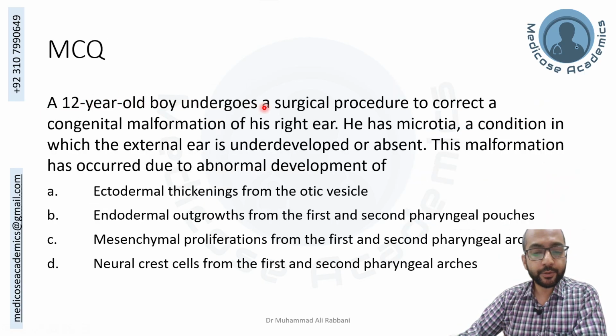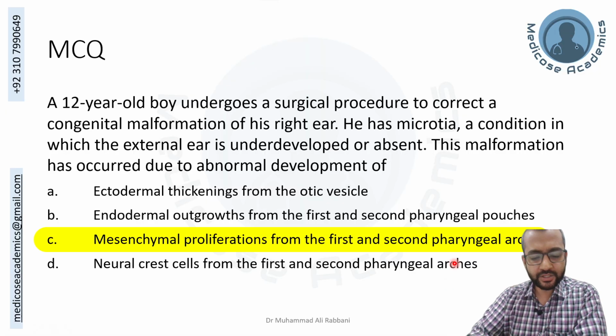A 12-year-old boy undergoes a surgical procedure to correct a congenital malformation of his right ear. He has microtia, small ear, a condition in which the external ear is underdeveloped or absent. This malformation has occurred due to the abnormal development of ectodermal thickening from the otic vesicle, endodermal outgrowths on the first pharyngeal pouches, mesenchymal proliferation of the first and second arches, and neural crest cells from the first and second arches.